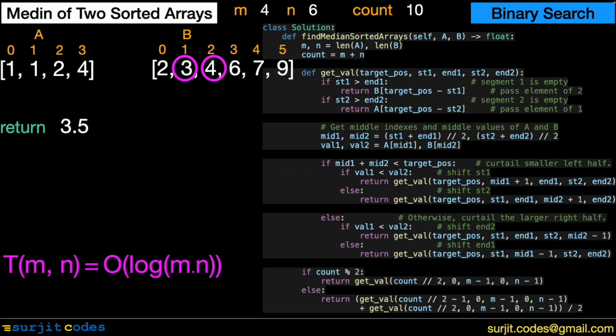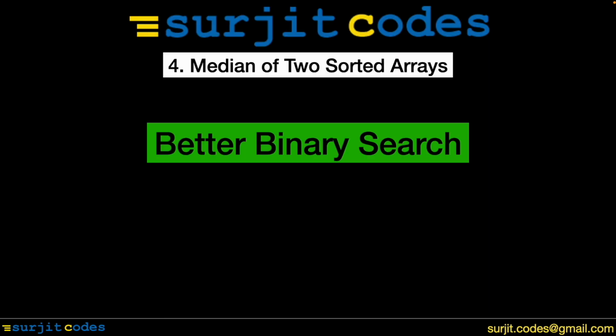But we have two lists to be bisected. In the worst case, time complexity is log m plus log n, which is of the order of log of mn. Space complexity is dependent upon the height of the call stack, which is same as the number of bisections. Therefore, it is also of the order of log of mn.